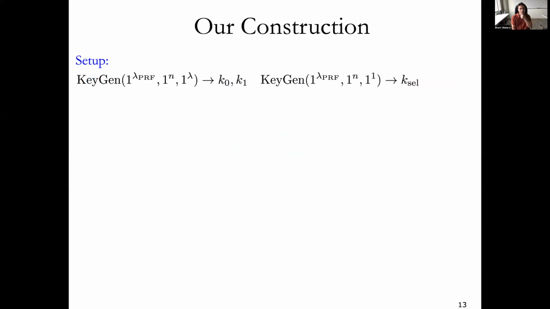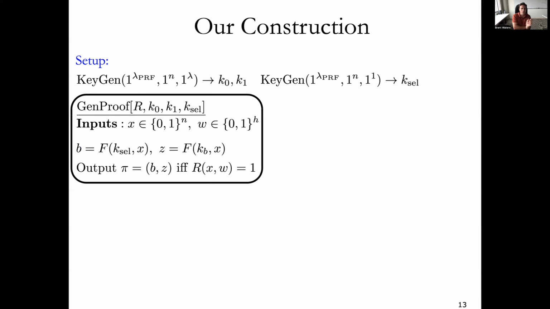Okay, so let's take a look at our construction. The construction follows in a similar vein to Sahai-Waters, but with some very interesting twists to it. For example, for the key gen, I'm going to have two keys. It's going to generate two PRF keys, K0 and K1, either of which might be used to sign a particular statement. I'm also going to have a selecting key, which takes as input a statement, outputs a bit, and tells me which of these two keys to use to sign.